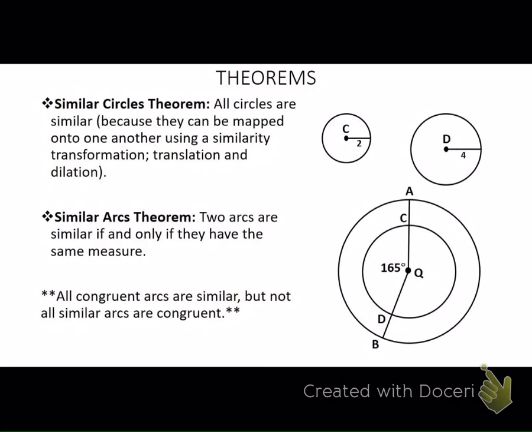Similar arcs theorem: two arcs are similar if and only if they have the same measure, meaning the central angles are the same. So remember that second one that we said was not congruent because their lengths weren't the same? They were similar, though, because they had the same 90-degree measure. So all congruent arcs are similar. If they're the same length, they are similar. But not all similar arcs are congruent, meaning they could be different lengths. All right.